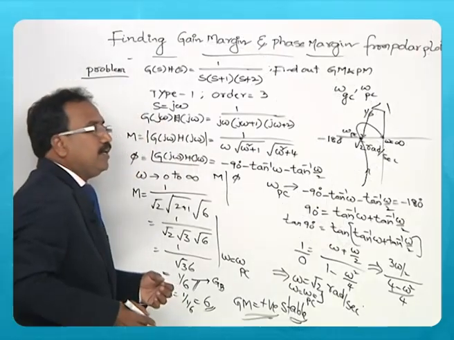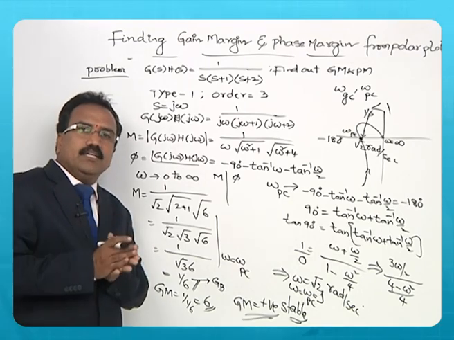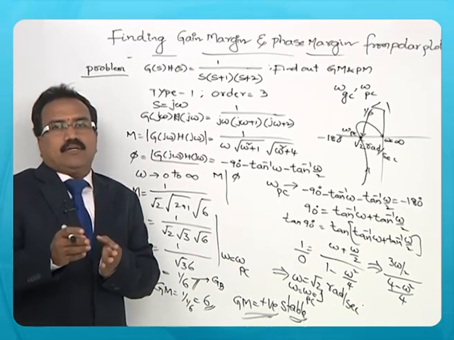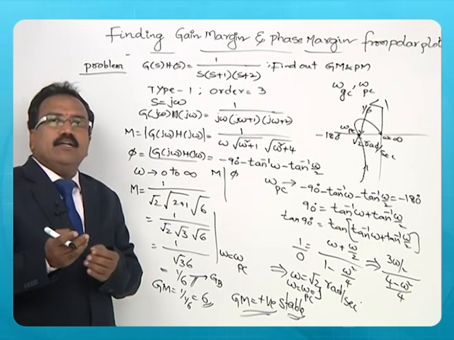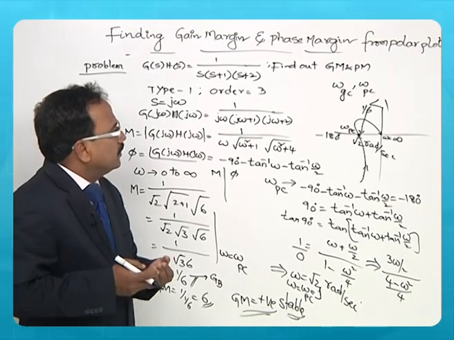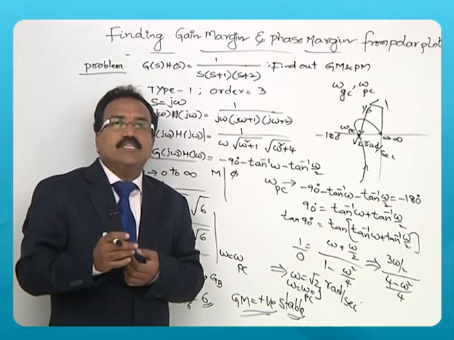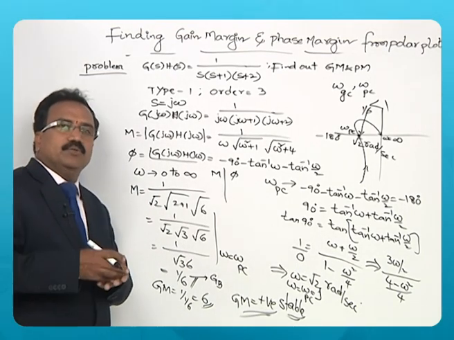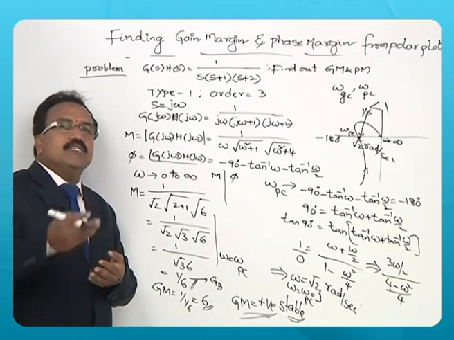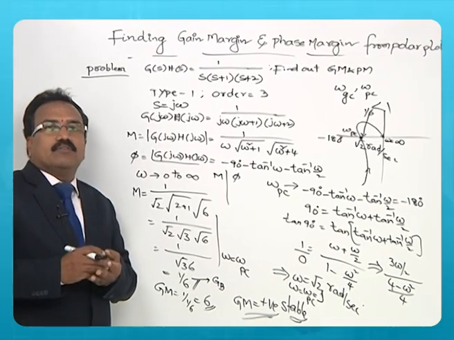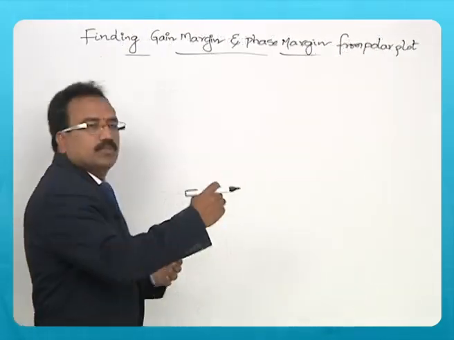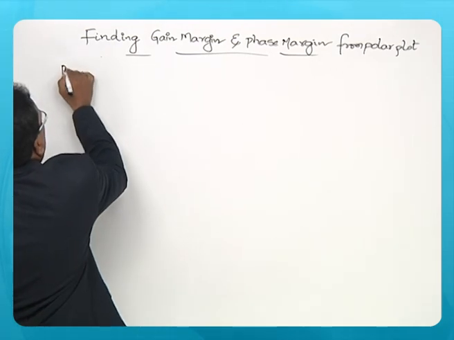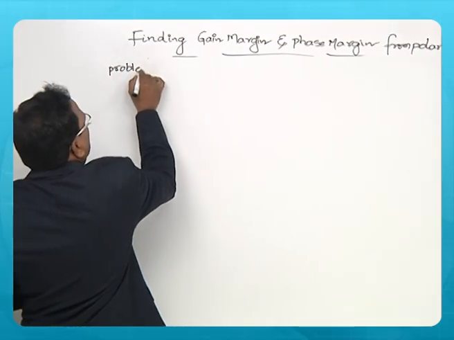So, this is the way you should equate the phase angle term to minus 180 degrees and evolve to find out the phase crossover frequency, and substitute that phase crossover frequency in the magnitude term, and the inverse of that magnitude term will give you the gain margin. So, let us consider another problem to find out the phase margin.